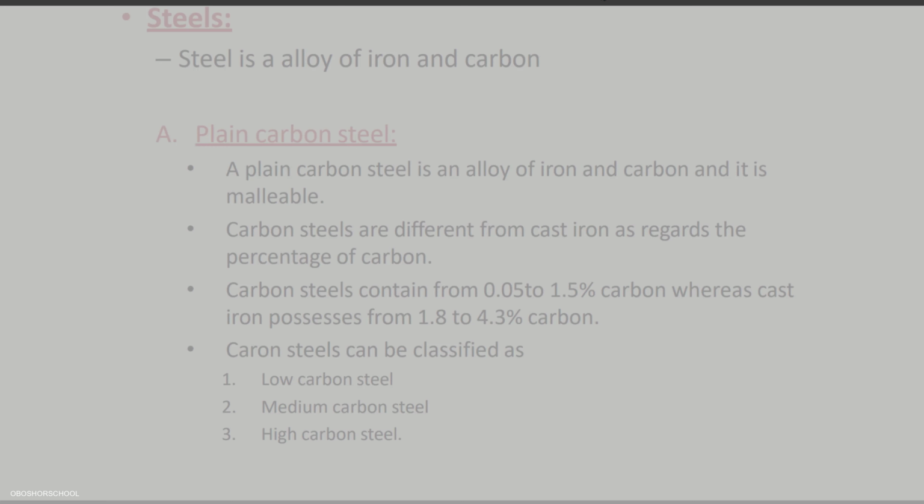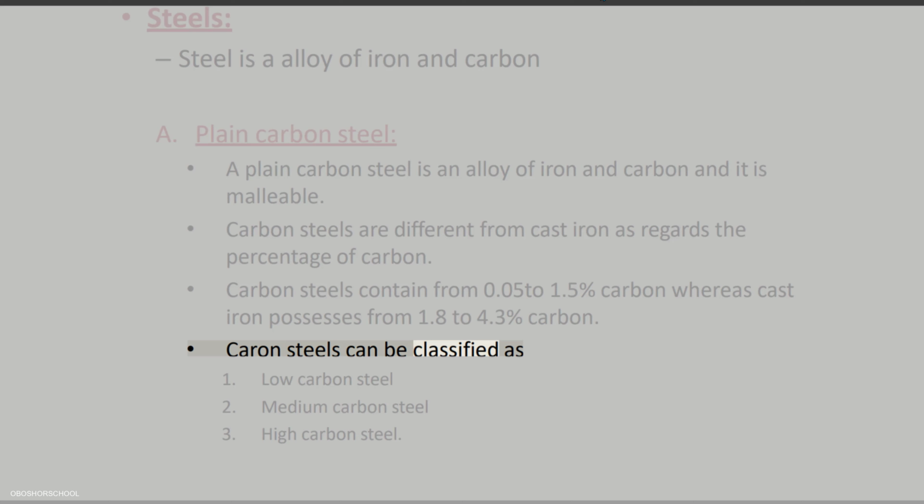Steels. Steel is an alloy of iron and carbon. A. Plain carbon steel. A plain carbon steel is an alloy of iron and carbon, and it is malleable. Carbon steels are different from cast iron as regards the percentage of carbon. Carbon steels contain from 0.05 to 1.5% carbon, whereas cast iron possesses from 1.8 to 4.3% carbon.